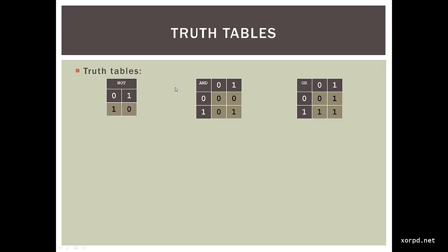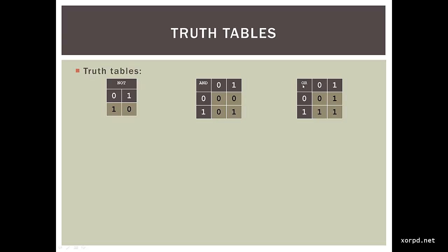And let's look at the results. 0 and 0 equals 0. 0 and 1 equals 0. 1 and 0 equals 0. And finally, 1 and 1 equals 1.